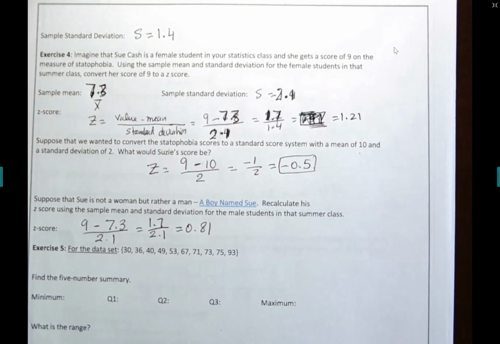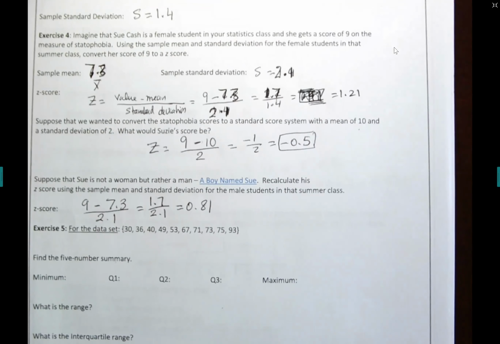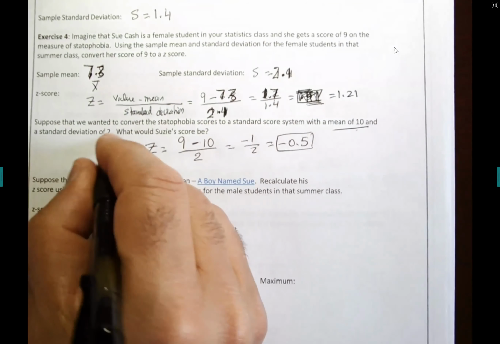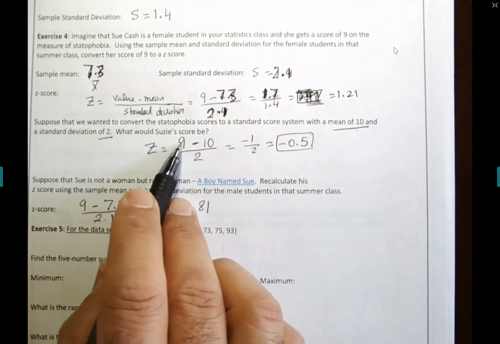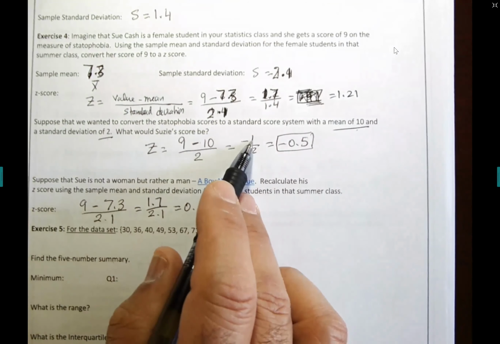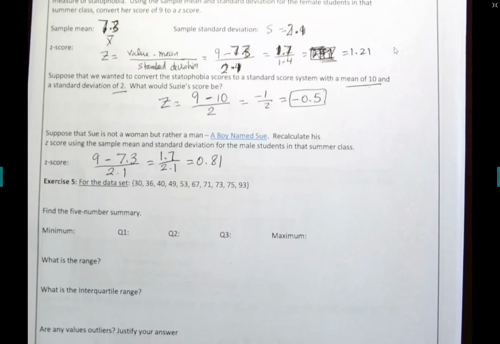Okay. The next question, suppose you wanted to convert a statophobia score to a standard score, a system with a mean of 10 and standard deviation of 2. What would be the Z-score? Now he's telling us that the mean is 10 and the standard deviation is 2. Again, the Z-score is the value minus the mean, 10, divided by 2, which is -1/2, which is -0.5. Let's go to the next one.